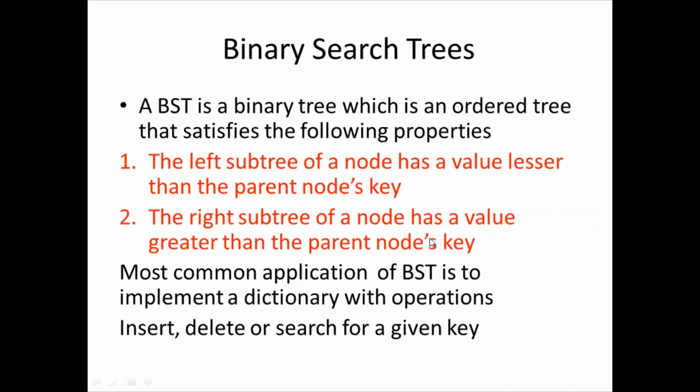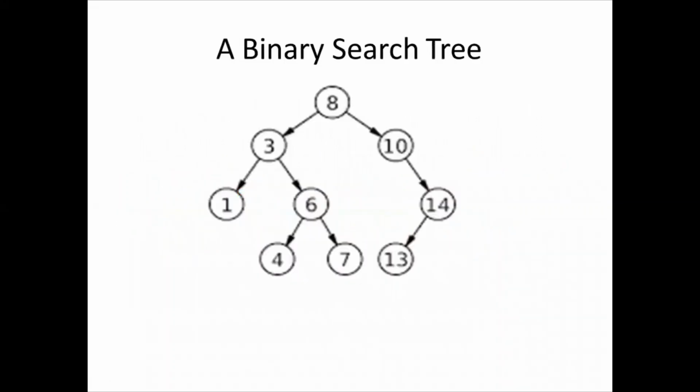People who have had a basic course in data structures would be familiar with the idea or concept of binary search trees. A binary search tree is a special binary tree. You could also call it an ordered tree that satisfies two key properties. We can understand the two properties that a binary search tree satisfies by the following example.